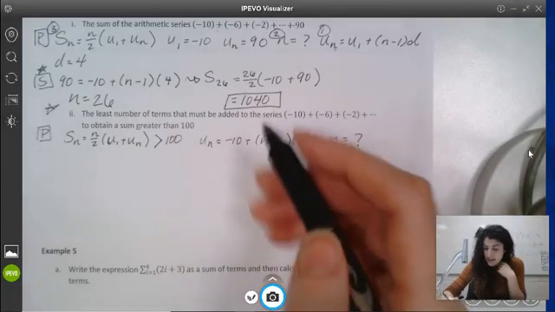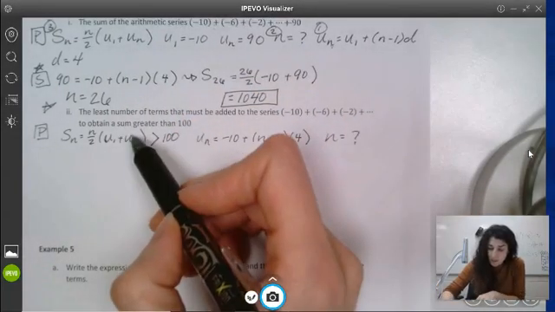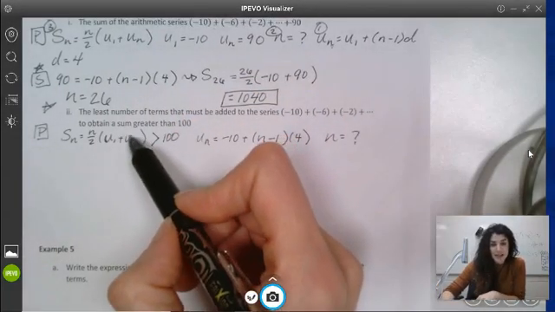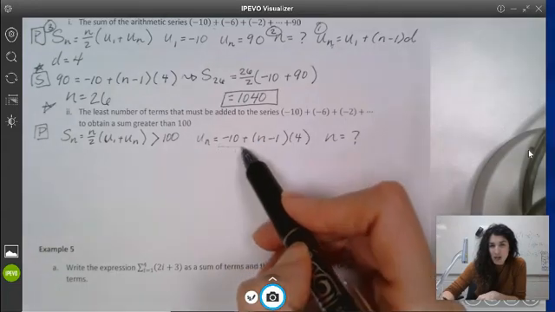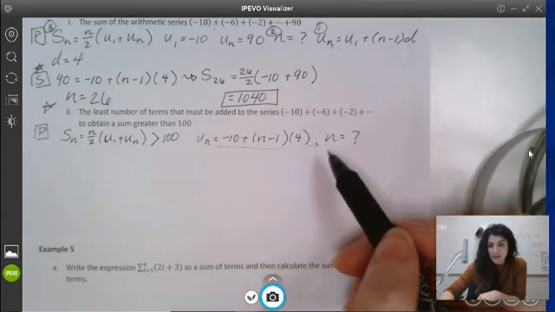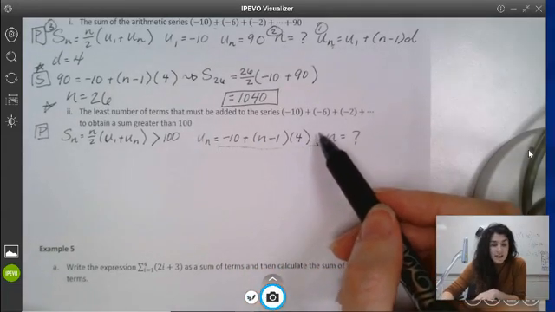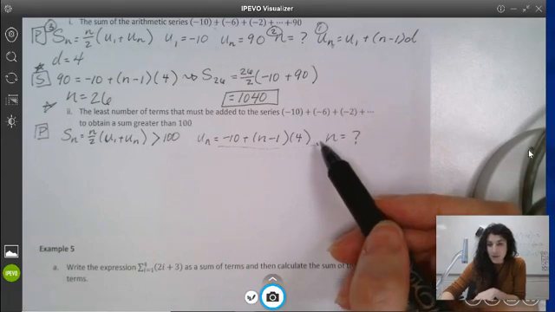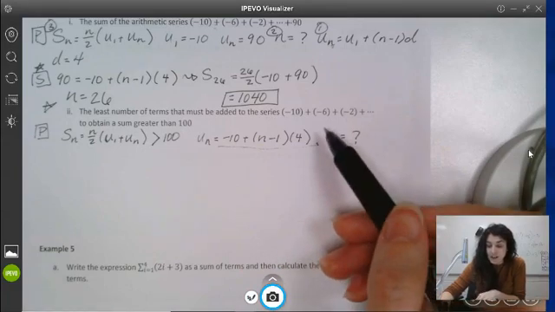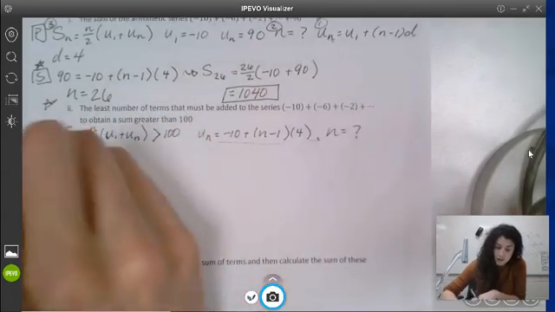We know what u sub 1 is. It's negative 10. But we don't know what u sub n is, but we do have an expression that we can use to represent u sub n. This is going to end up being a system of equations. So this one's a little difficult, so let's talk about what we're going to do here.